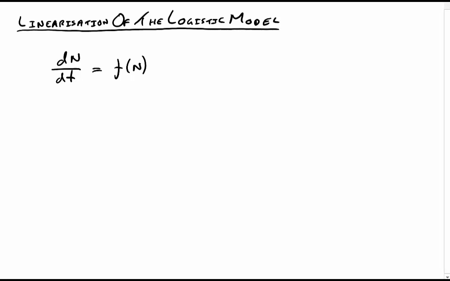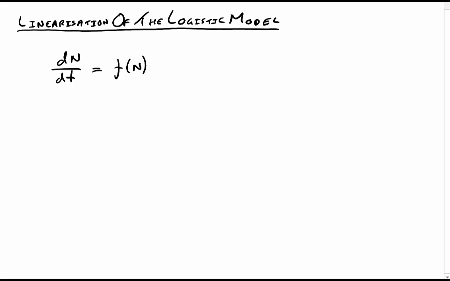Hello, so we've seen how linearization works, the general method behind it, but let's actually see an example in practice. The example we're going to use is the logistic model. If you remember, this is just the general form of the ODE. We have a first order ODE, with the derivative on one side and some function on the other, which involves the thing we're differentiating, which in this case is n.